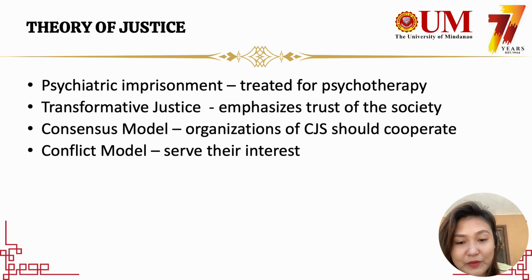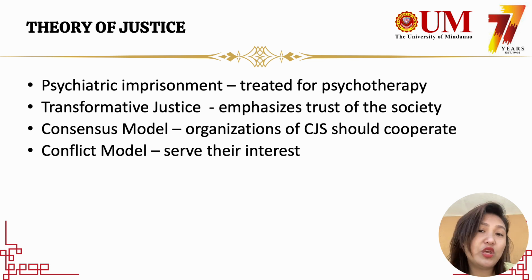And we have transformative justice. Let me emphasize on this further, because as I've discussed previously, transformative justice is about improving the quality of life of the offender. An additional knowledge in this, it's a theory of CJS in which it discourages such comparison and measurements, and it emphasizes the trust of the society in each member, including the trust in the offenders not to reoffend again, and of the victim not to avenge.